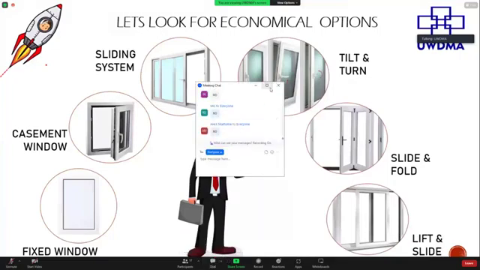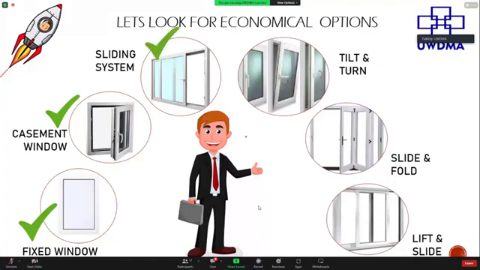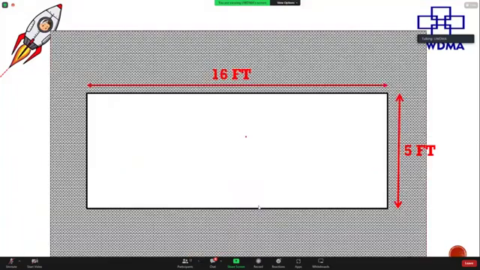And for lift and slide, also it's a big no. So let's see what we think. Fixed windows, of course, we can go for. Casement windows, yes, in case we are not going for mesh options, any shutter mesh, or any pull down or pleated mesh. Casement windows could be considered an economical option. Sliding systems, of course, are the most economical option. Slide and fold, no. Lift and slide, no.